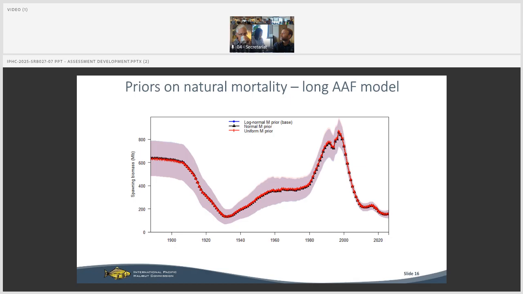I do think that the log normal prior, just because it's based on a meta-analysis, is probably more defensible. But these 3 models are not terribly sensitive to the shape of the prior. We'll continue to explore the short coastwide model. Someday, maybe not me, but somebody will have enough data to estimate M with that model. So where does M end up on these other 3? Between 0.17 or 0.18 and 0.21.